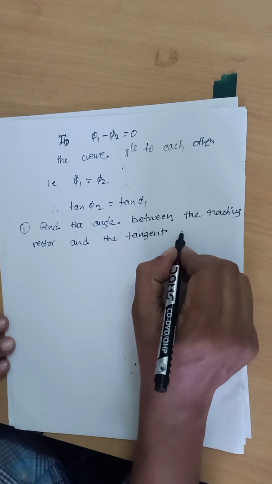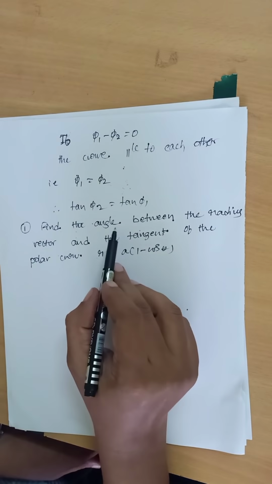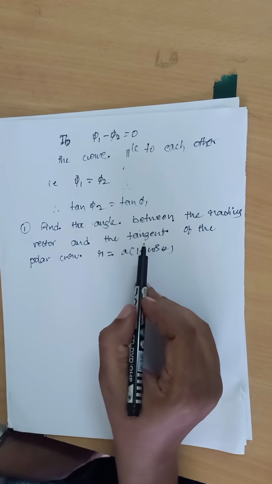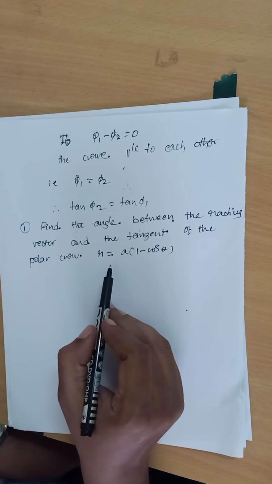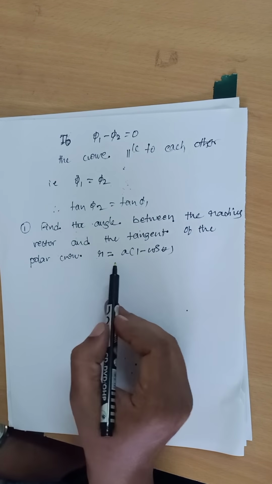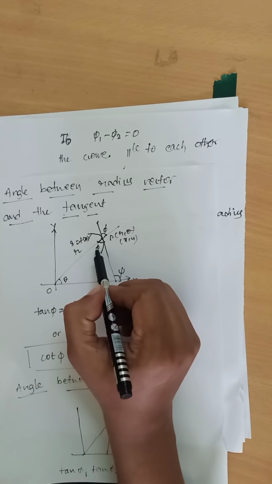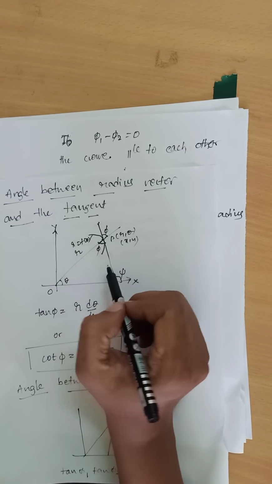You see the question like this. We have the formula for the angle between the radius vector and the tangent. The given polar curve is in the form of r is equal to f of theta, that is r is equal to a of 1 minus cos theta. So this is called a polar curve. Using this polar curve we find phi. Okay, you know where phi is? See, here phi is there. This phi means the angle between the radius vector and the tangent.